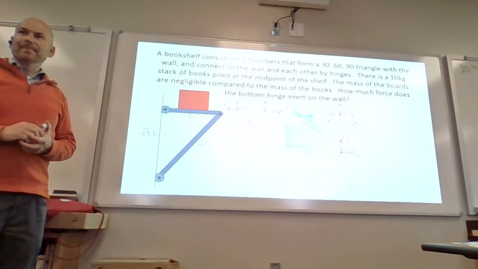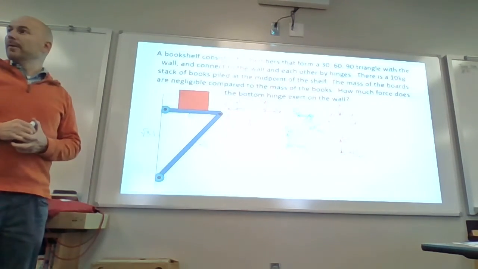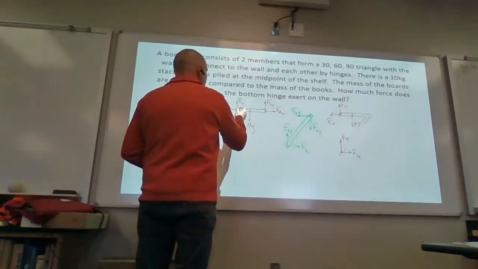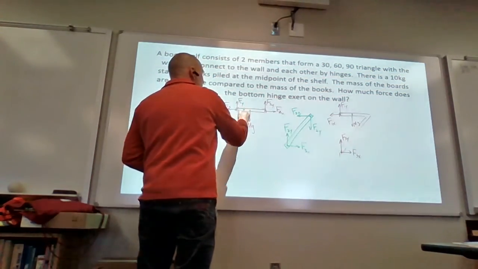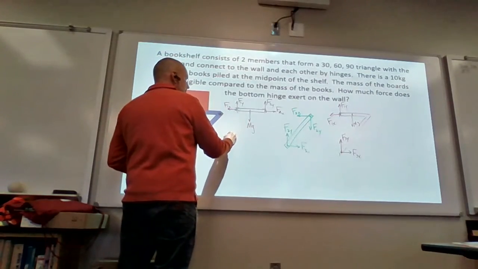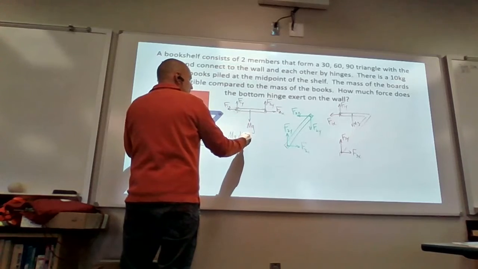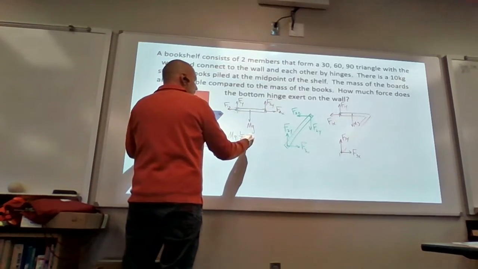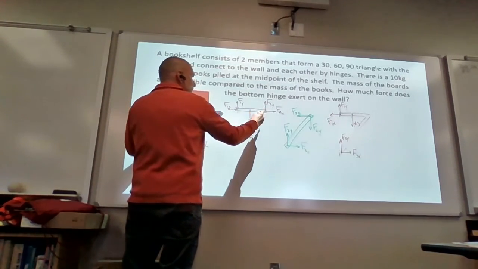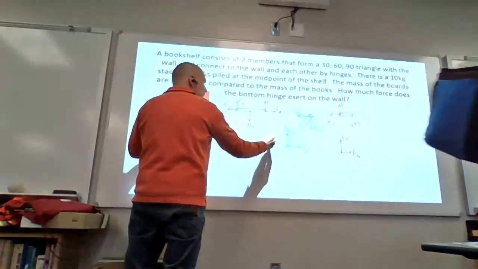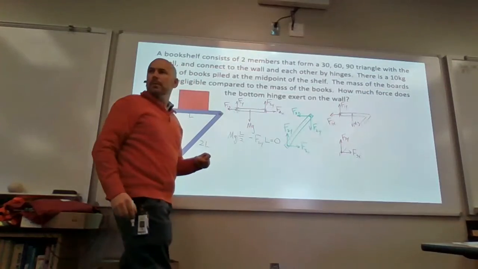You still would have to do torque, yeah. How would you do torque? Okay, so I would pick that to be my pivot. So you go mg times L over 2 minus F2y times L equals 0.